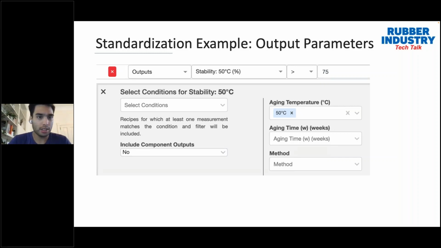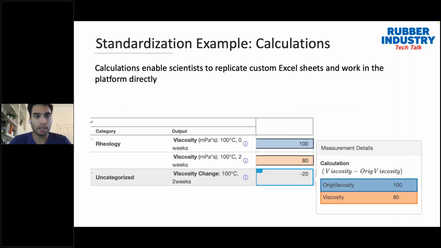Also, another standardization example, a benefit of structuring your data like that is that you're able to do things like, for instance, calculate a viscosity change automatically, because we can see that in this case we have viscosity done at 100 degrees C at an aging time interval of 0 weeks and 2 weeks, automatically computing viscosity change, since we are collecting your data in a structured manner. So the same kind of calculations you see on your static Excel sheets are done consistently across the platform.